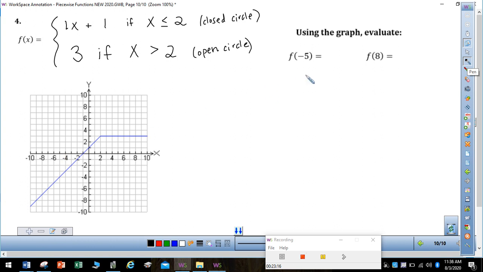Now finally, using the graph to evaluate this, when x is -5, that's right here, we have a y value of -4. When x is 8, we have a y value of +3. And that's how we can graph and deal with piecewise functions.